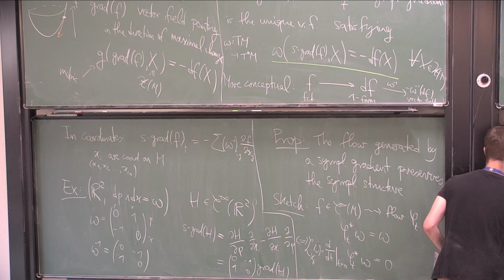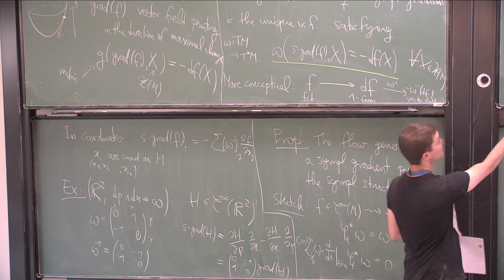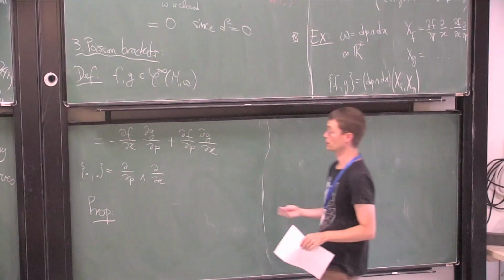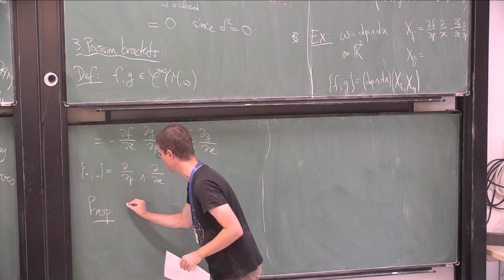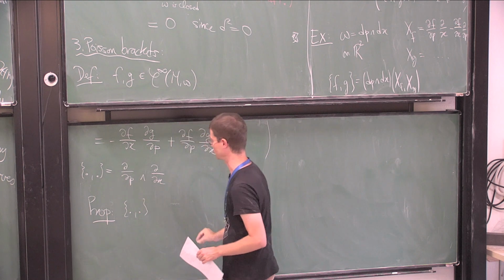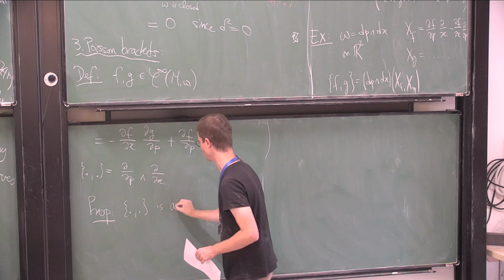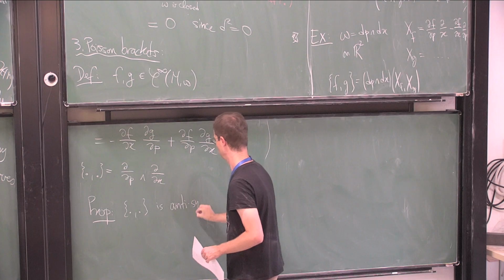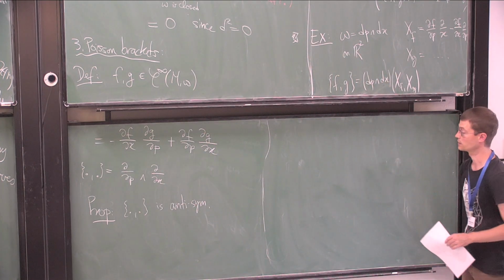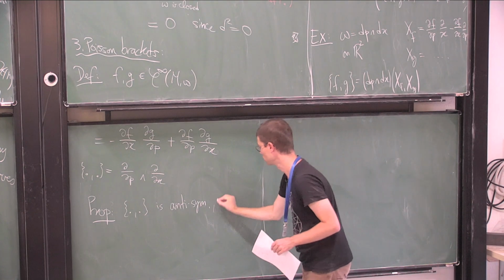Maybe you should just say, we define this object, the Poisson bracket, but you could actually define it in an abstract way, saying how it behaves. The Poisson bracket has these three properties, similar to the symplectic structure. So it's antisymmetric. If I exchange f and g, then I get a minus sign.